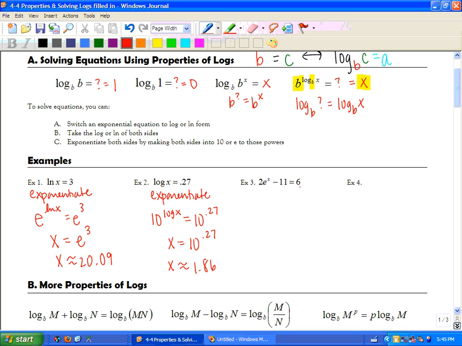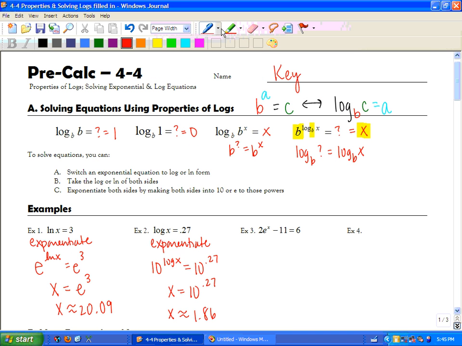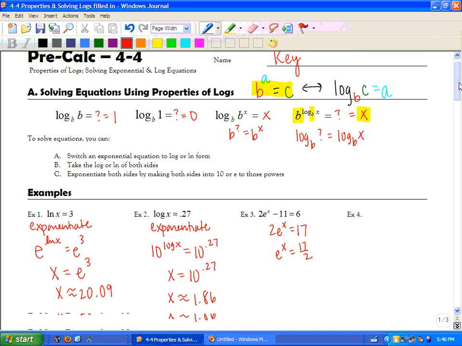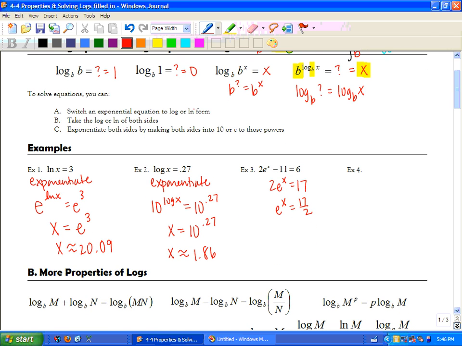For the third example here, we need to get it into just simply exponential form. So what we had up here at the top, our b to the a equals c. That's the form we want to get it in. So the first thing I would do is add the 11 to both sides and divide by 2. And then I would, like I said, do method A and switch it to the natural log form.